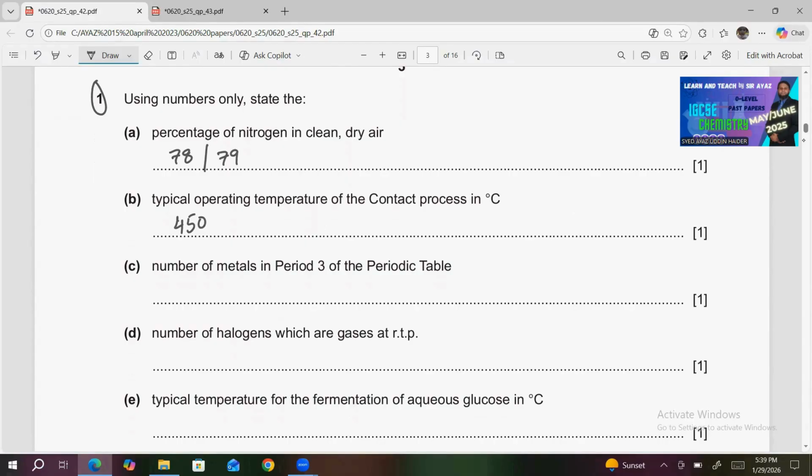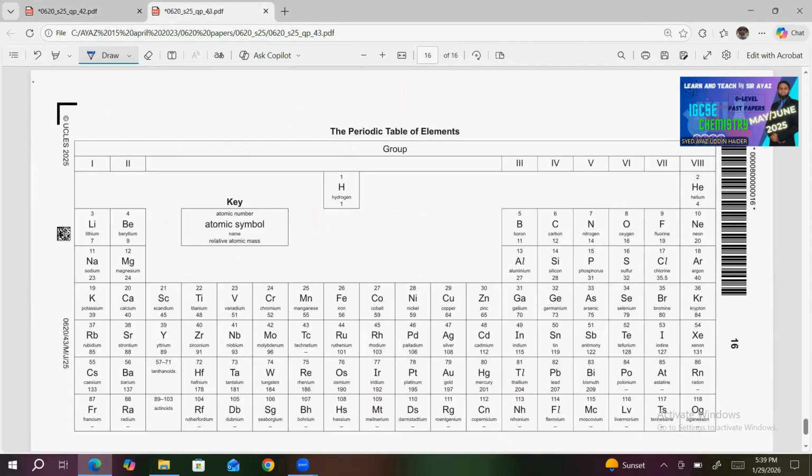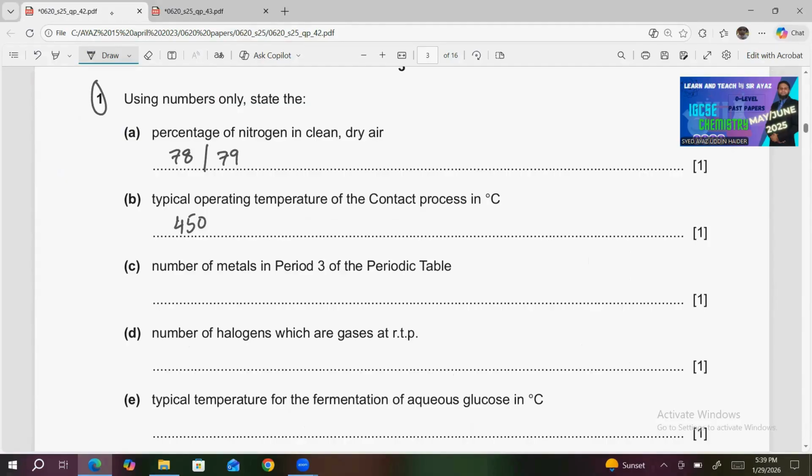C, number of metals in period 3 of the periodic table. So where's period 3? It's period 1, period 2, period 3. These are the periods. So they are saying number of metals in period 3. So we have sodium, magnesium, and aluminum. Silicon is not a metal, it's included in metalloids. So we will write 3 here. Only 3 metals are there.